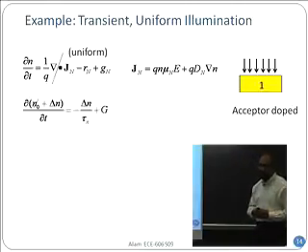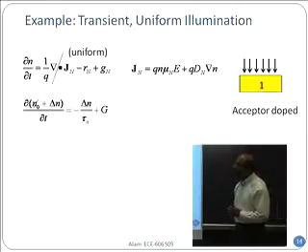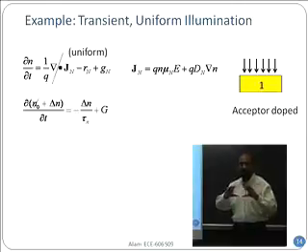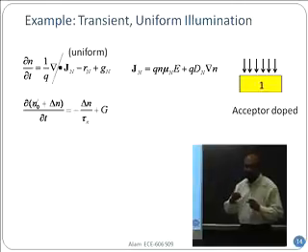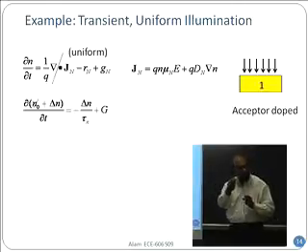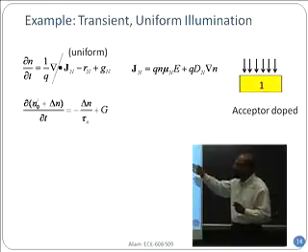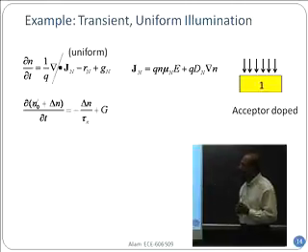Now the n, after light has started shining on it, I can divide into two pieces, n naught plus delta n. What is n naught? Before light coming in, that's n naught. After light has come in, I have that extra delta n. Where is it coming from? From the valence band. The valence band electrons have jumped up, the total amount being delta n.